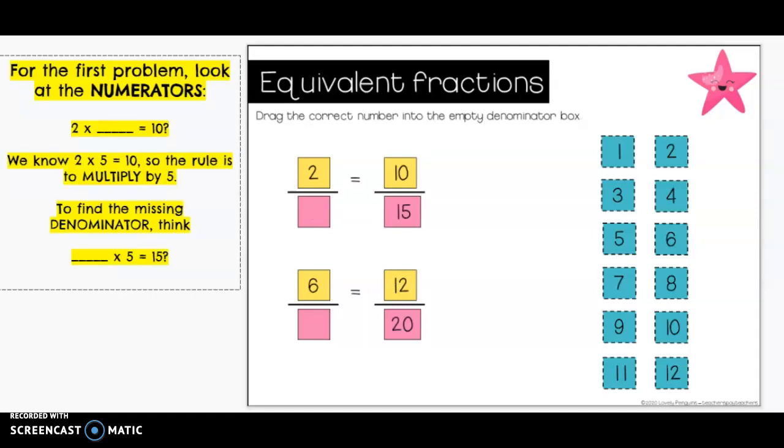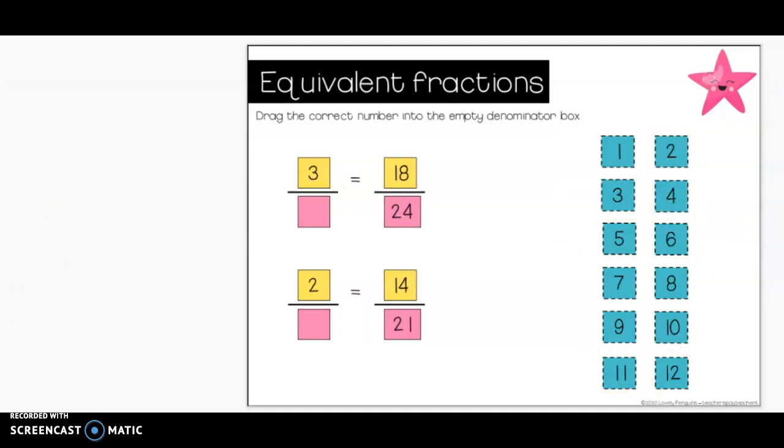In slide 15, you have the two numerators, but now you're missing the denominator on the left side. So just like before, you're thinking 2 times what equals 10? Well, 2 times 5 equals 10. If you know the rule is to multiply by 5, now you have to think what times 5 equals 15. So this is your missing number, and whatever number that is, you're going to drag into the pink box. You are doing the same thing for slide 16.